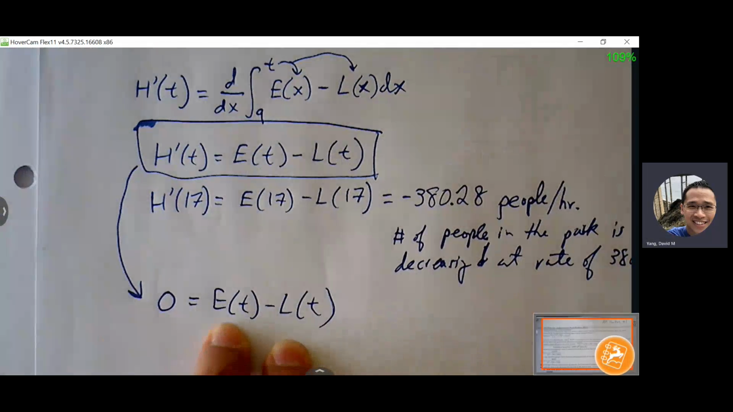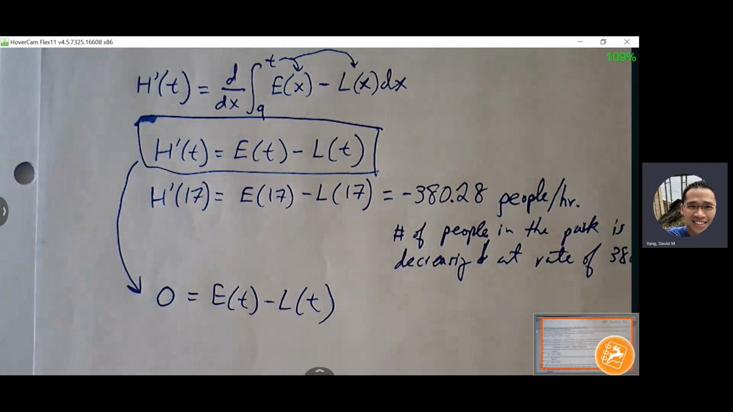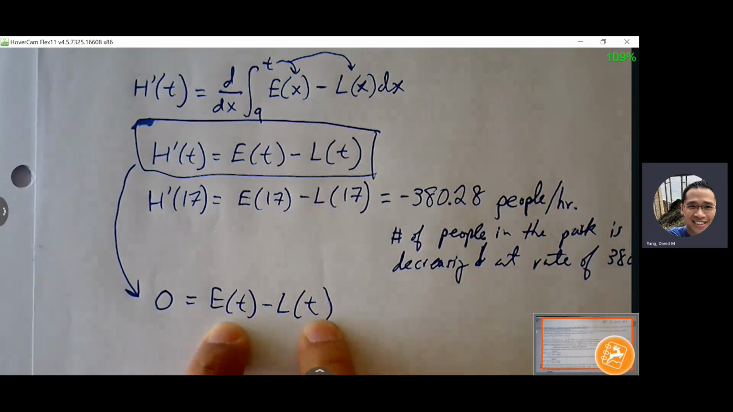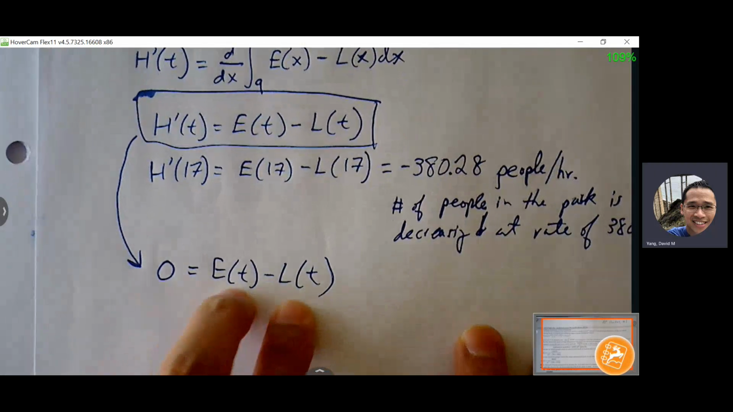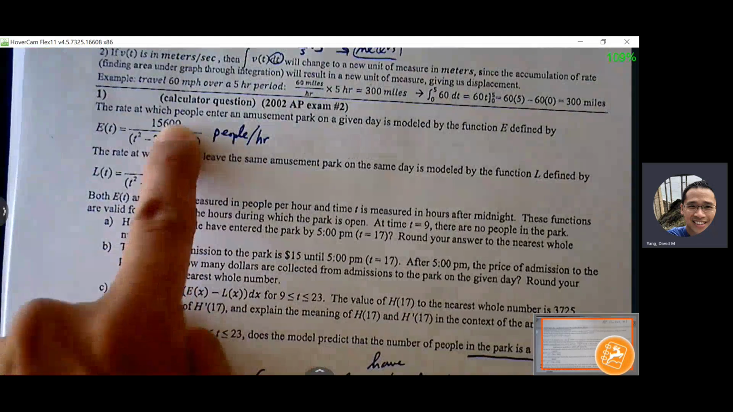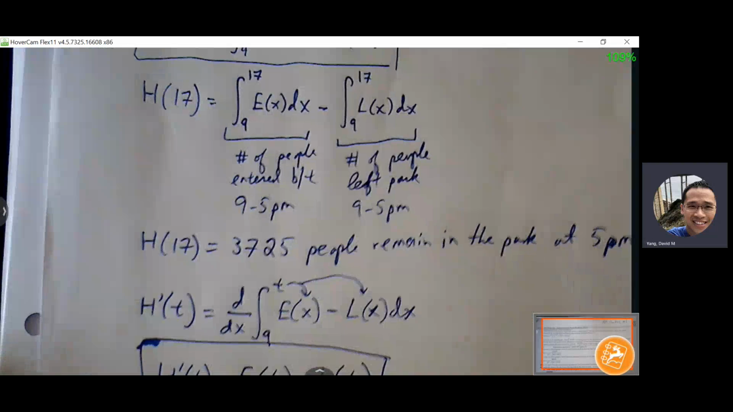So that's why we're setting E of t minus L of t equal to 0. We're trying to find that balancing point where that maximum number of people is occurring, because as soon as it gets past that point, then the population is going to start decreasing because there's more people leaving than coming in. Okay, so that's the reasoning here. So we're going to set E of t minus L of t equal to 0. Now this is going to be hard to do algebraically, right? You look at your E of t and L of t. We don't want to be solving this and figuring out when that minus that equals 0. We're going to make the calculator do it.